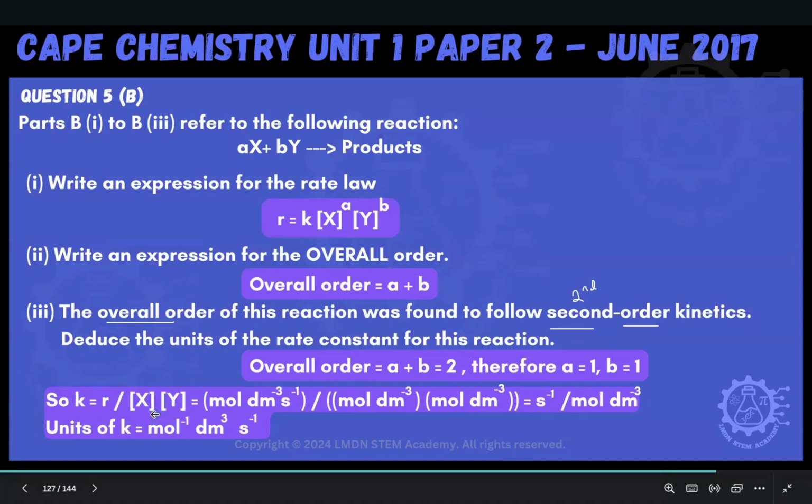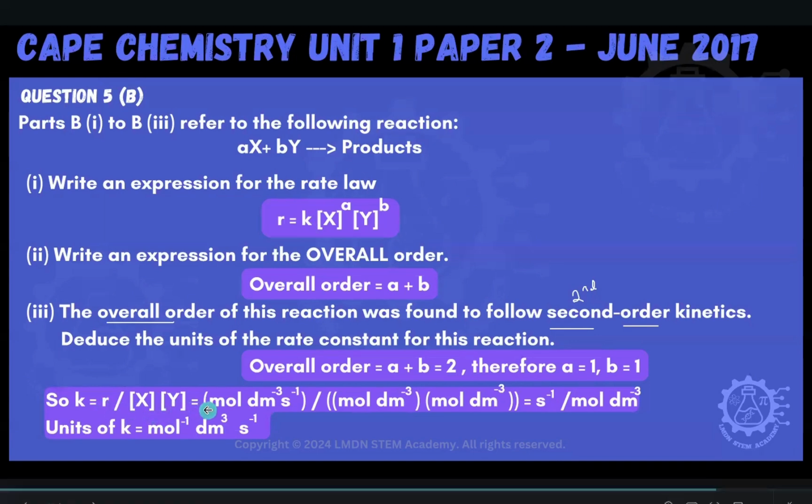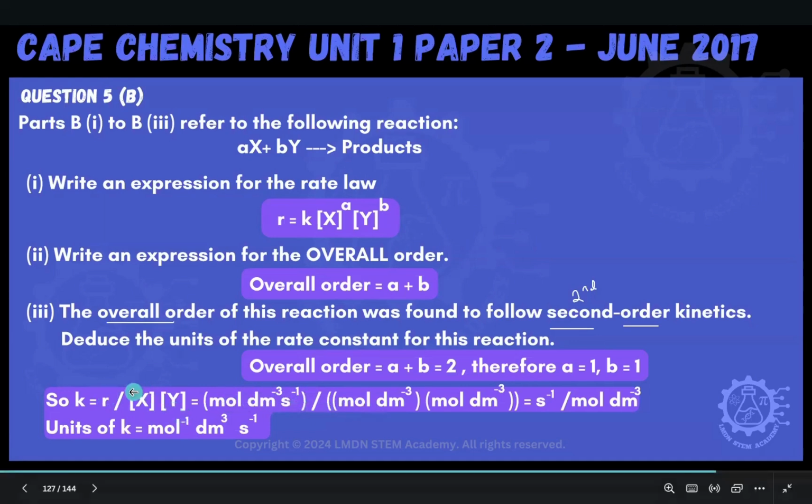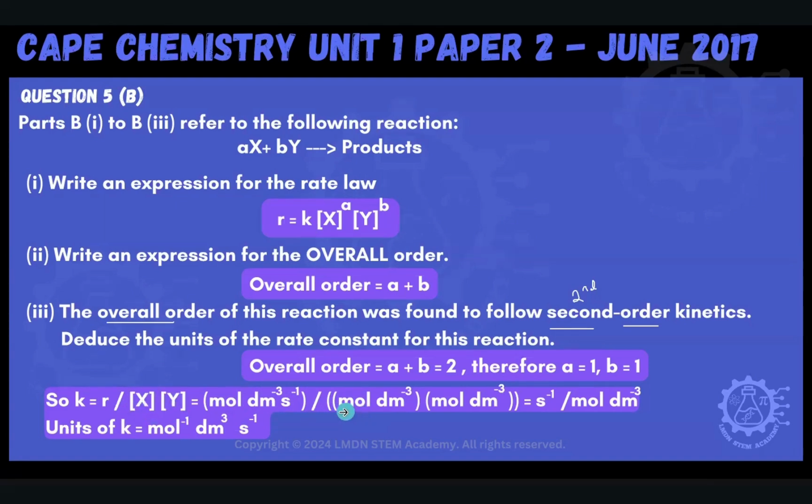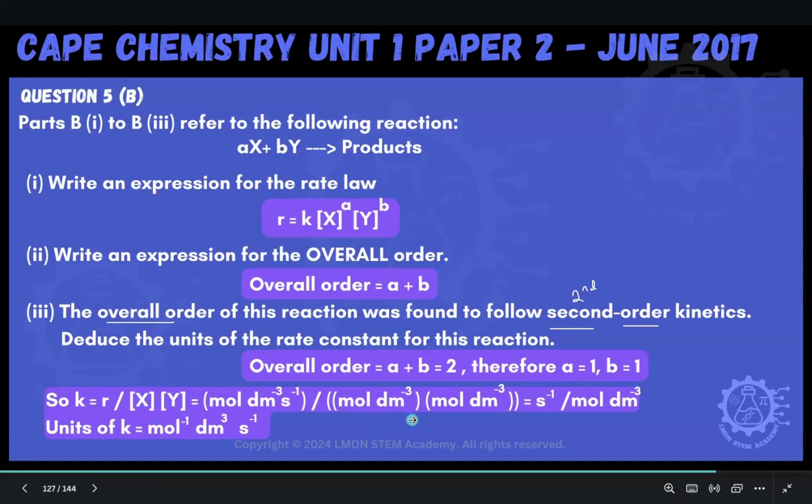And from a unit level, the units of rate, we know, is generally mole per dm cube per second, unless told otherwise. That's the rate that we work with. So I know that the units of my R, which is in the top, will be this. And then in the bottom, I have the concentration of X, which is in units of mole per dm cube. And I have the concentration of Y, which is also in mole per dm cube.